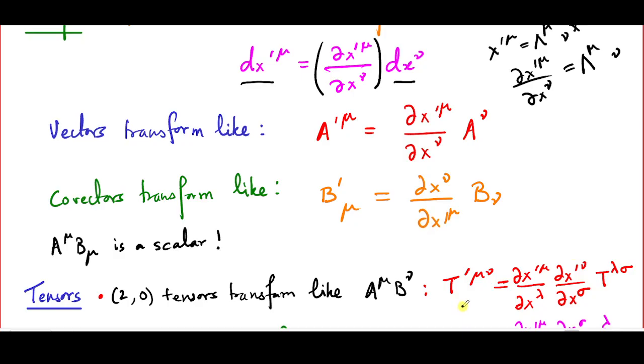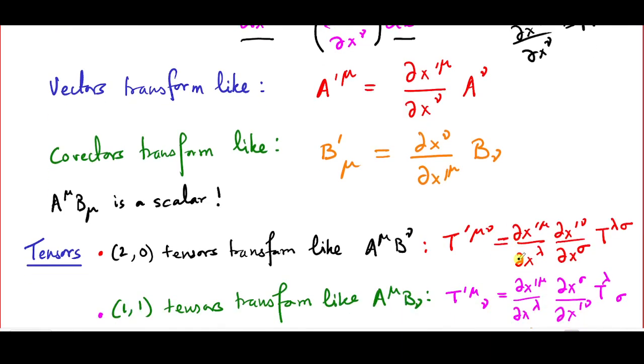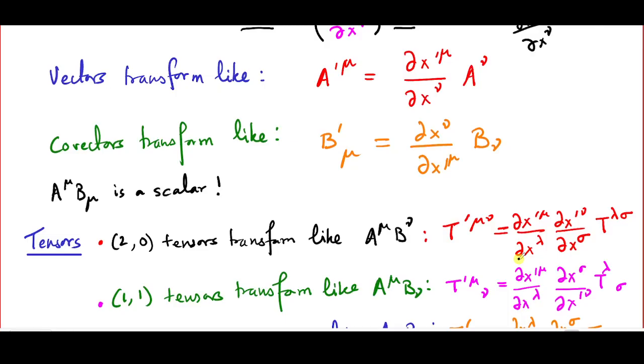Let me stress once again, the new components of a (2,0) tensor are again linear combinations of the old components. The coefficients happen to be products of two vector transformation coefficients. Now you can have (1,1) tensors, which are like products of a vector and a covector, a upper mu, b lower nu, and this can immediately tell us the transformation rule: T prime mu nu will be del x prime mu by del x lambda, the vector transformation coefficient, times del x sigma by del x prime nu, T lambda sigma.